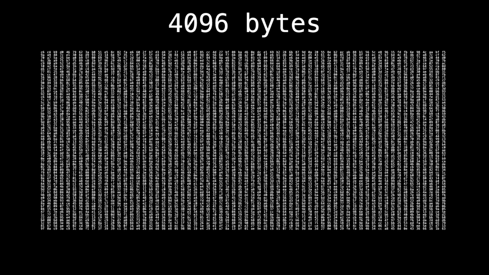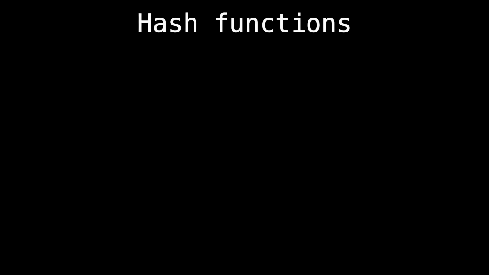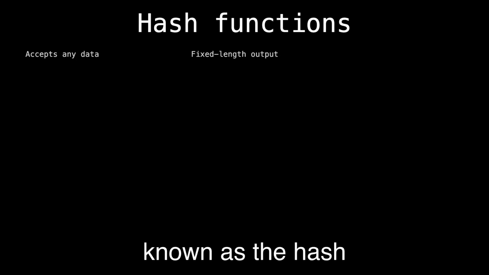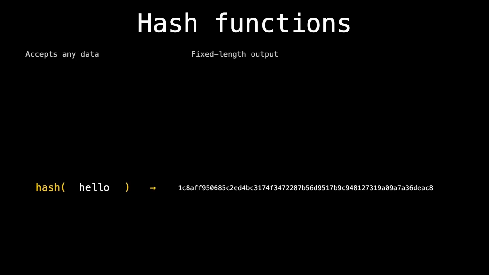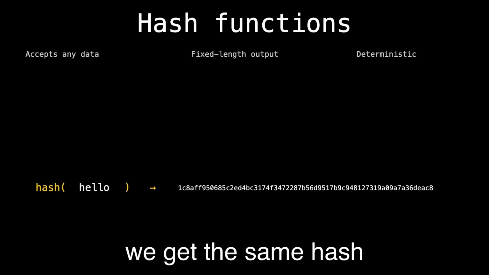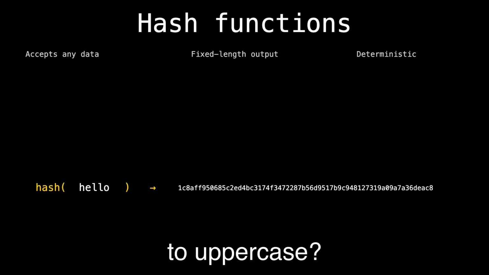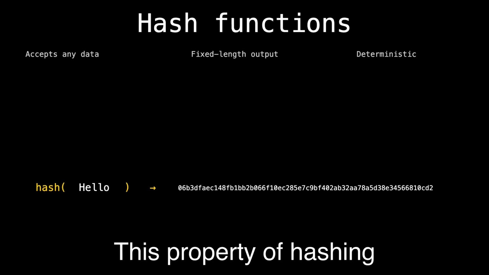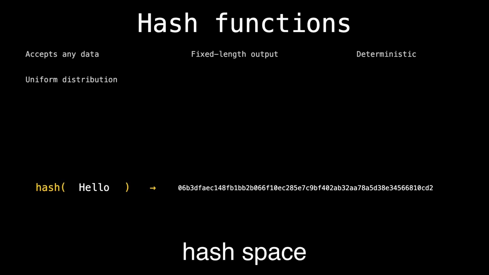of a chunk. Before we make sense of these concepts, let's visit hash functions first. A hash function takes arbitrary data and turns it into a fixed length output known as the hash. For example, we can feed the hash function the text hello and get this. If we feed it hello again, we get the same hash. What if we change only a small detail, such as turning the H to uppercase? Will the hash change only slightly? As you can see, no, we received a completely different outcome.